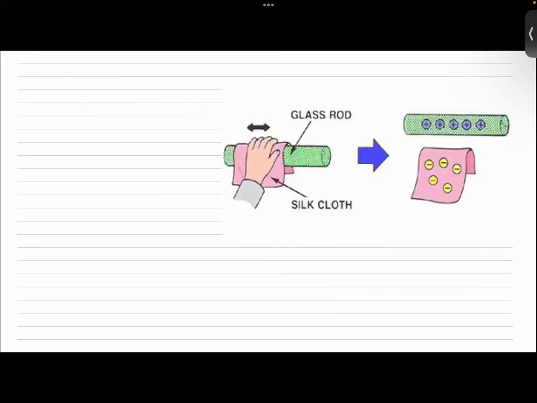Okay. Do tell me, what do you understand by an electroscope? What is the purpose of an electroscope?